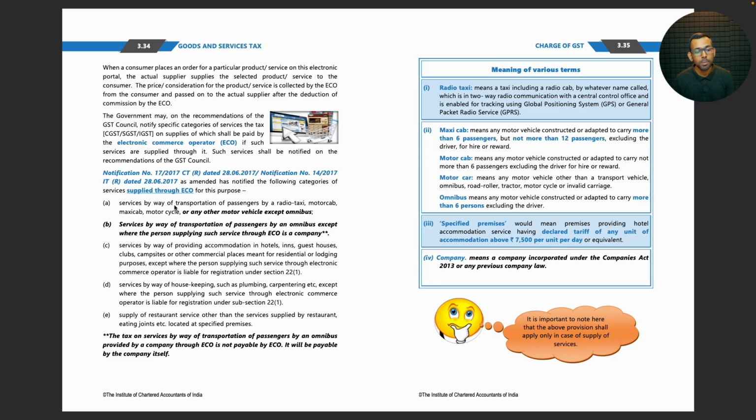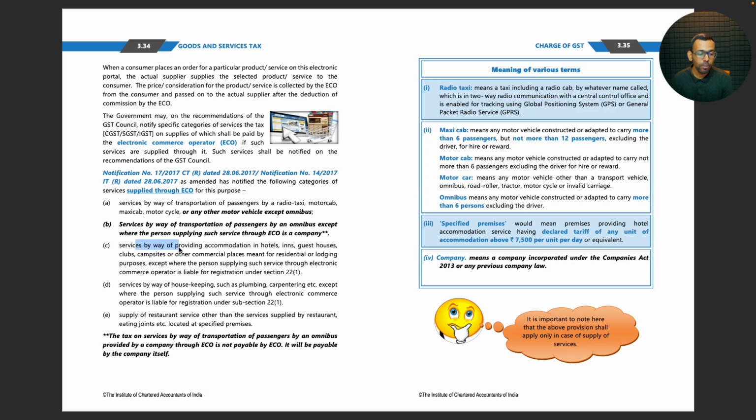Notification number 17 dated 28/6/2017, as amended, has notified the following categories of services supplied through an e-commerce operator for this purpose. Services by way of transportation of passengers by radio taxi, motor cab, maxi cab, motorcycle or any other motor vehicle except omnibus. So exactly, the first category is like Ola, Uber and Blue Smart and all those cab services. Services by way of transportation of passengers by an omnibus except where the person supplying such service through the e-commerce operator is a company.